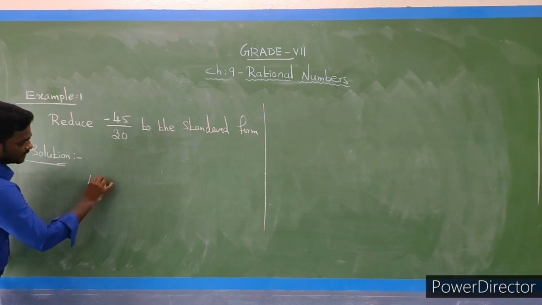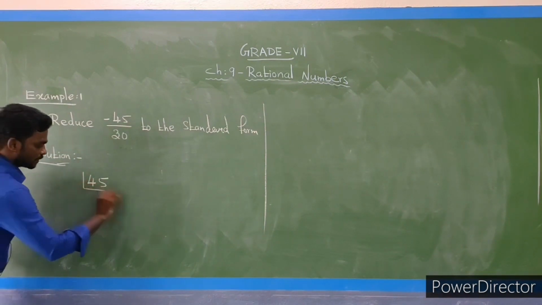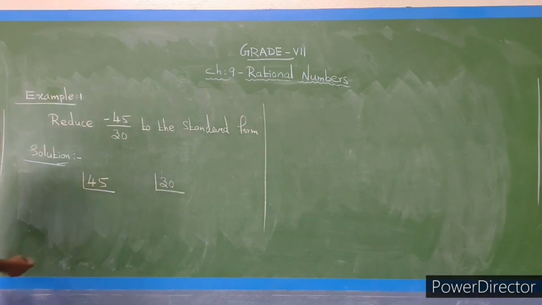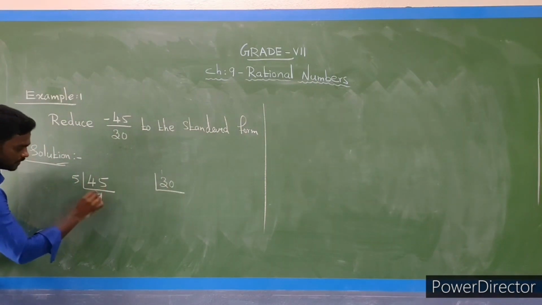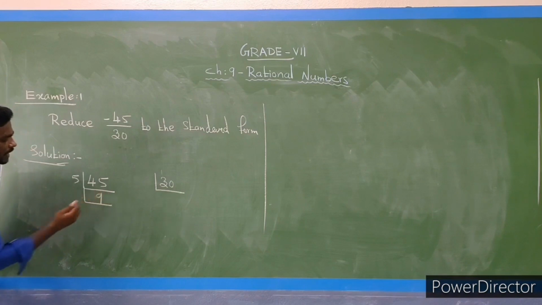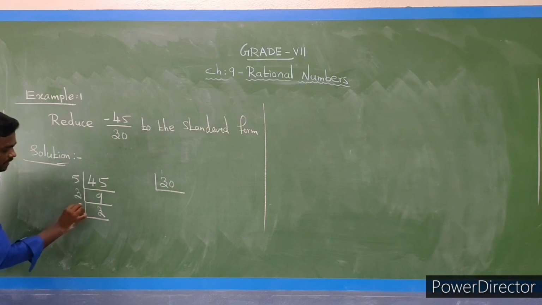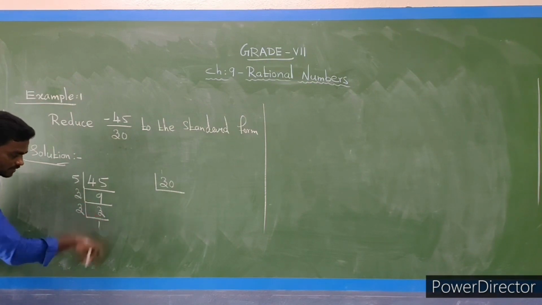45 can be expressed by using the prime factorization division method. 45 is divisible by the prime number 5. Nine 5s are 45, we know. So 9 is divisible by the prime number 3. Three 3s are 9. So 3 is divisible by 3. One 3 is 3.